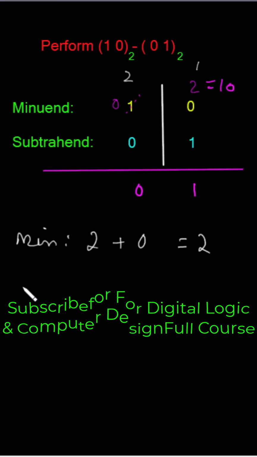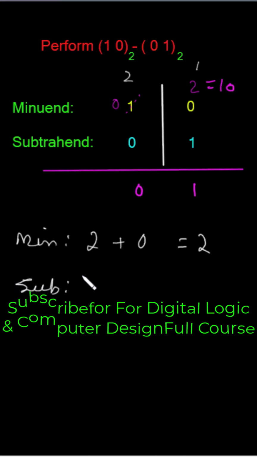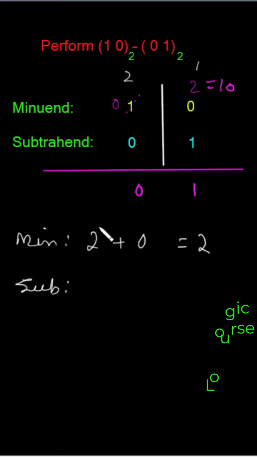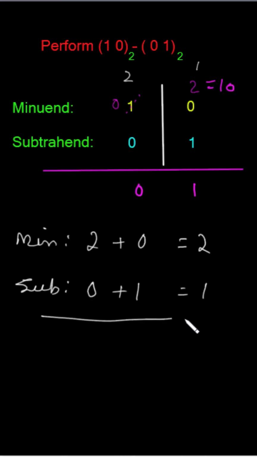Now this Subtrahend, converting it into decimal, and in short I write it as Sub. Now 0 times 2 will be equal to 0, plus 1 times 1 will be equal to 1. Now by adding, it will give us 1. And now the difference is 2 minus 1, that gave us 1. This is the difference. So you see our process is correct.